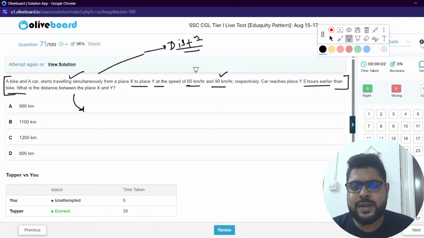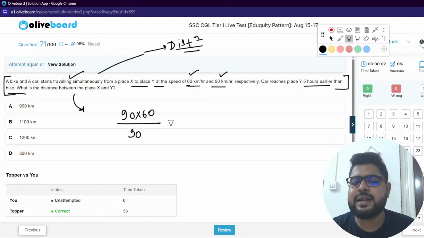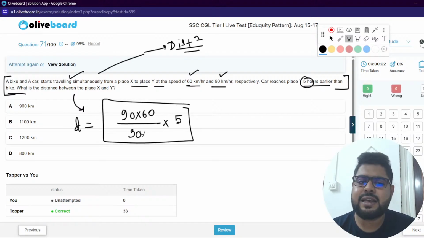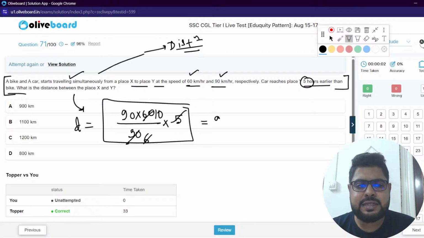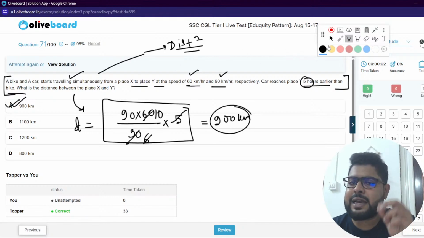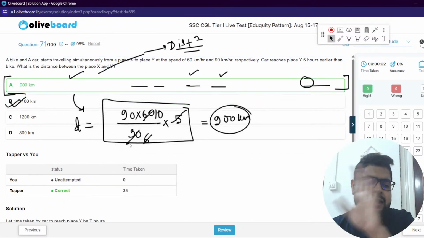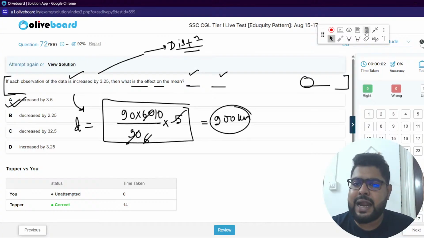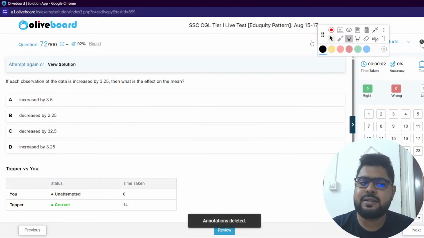So S1 into S2, that is 90 into 60, by the difference of speed, that is 30, into the time difference, 5 hours. That is your distance. Calculate, sir. 5 6s are 30, 6 tens, so that is 900 kilometers. It was just recognizing, yes, this question can be done using the formula. That was the whole question.